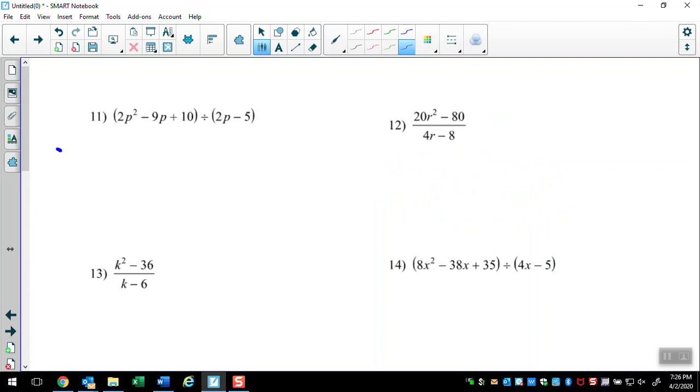So now I'm going to go to my magic X. So I'm going to do 2 times 10. We remember how to do this? So that was 20. My middle term, negative 9, goes here. I need two numbers that will multiply to 20, add to negative 9.